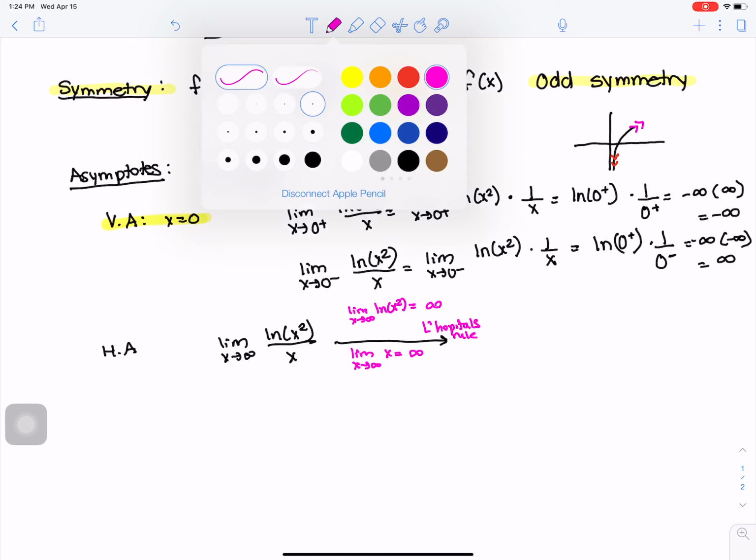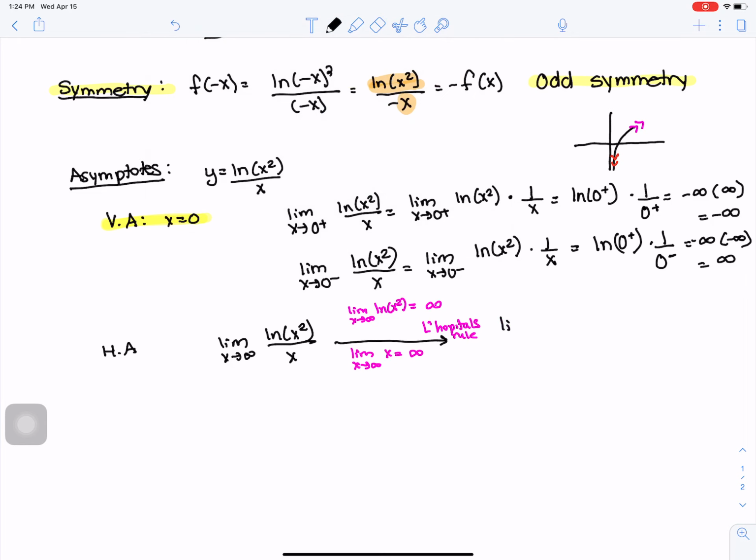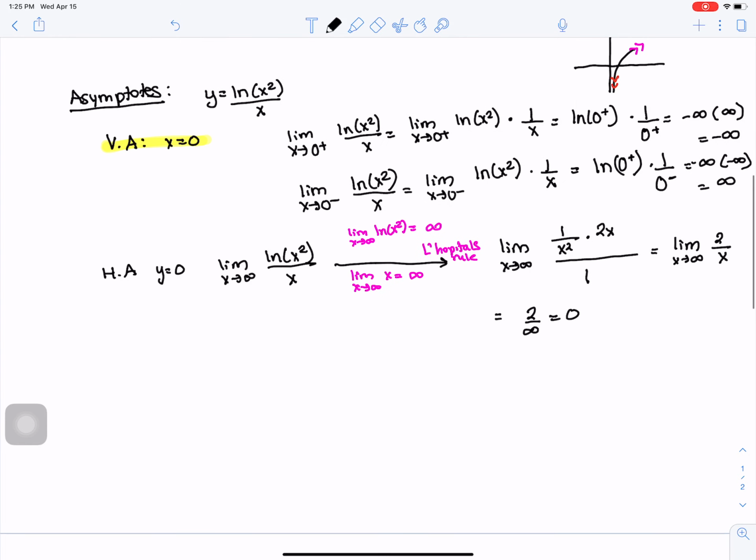Okay, so now when I apply L'Hopital's rule, I do the derivative of the top, which is 1 over x squared, times the derivative of the inside, which is 2x. So that's chain rule. When I do the derivative of the bottom, I get a 1. I'm going to try to evaluate this limit again. Limit as x approaches infinity of 2 over x. That's what that simplifies to. 2 over a large number goes to 0. So that's going to confirm that y equals 0 is a horizontal asymptote.